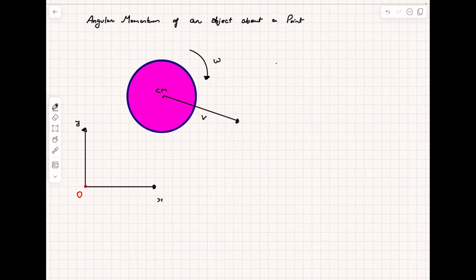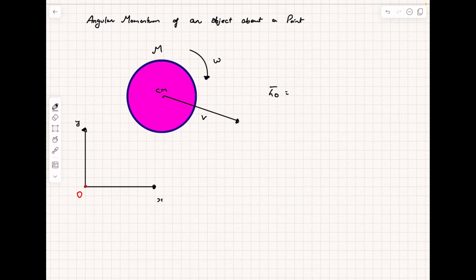I'm not going to be covering the derivations here, but the result comes out to be a very neat one. So first you have to consider the entire object as a particle that is placed at the center of mass. Let's say the mass of the object is capital M. So we are assuming this mass M is placed at the center of mass and writing the angular momentum of the point mass relative to our origin.